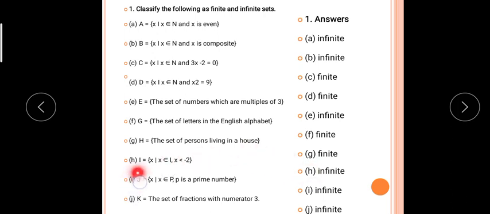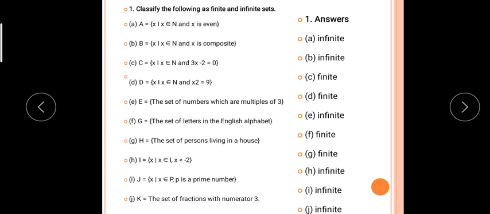A set J is the set of all x such that x belongs to P and P is a prime number, that is also infinite. And K, the set of fractions with numerator 3, that is also infinite. So many fractions have numerator 3. So understood, students? These are the finite and infinite sets we have to find out.